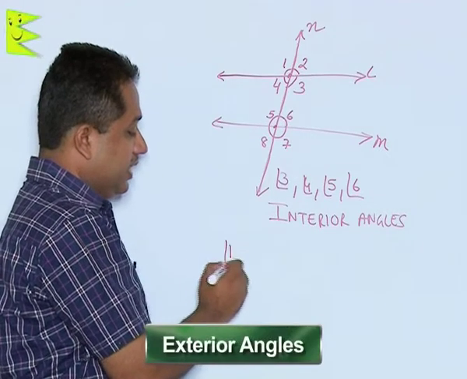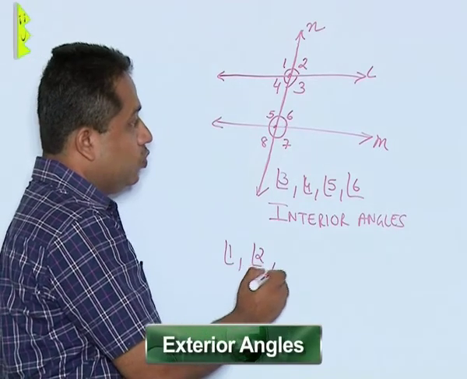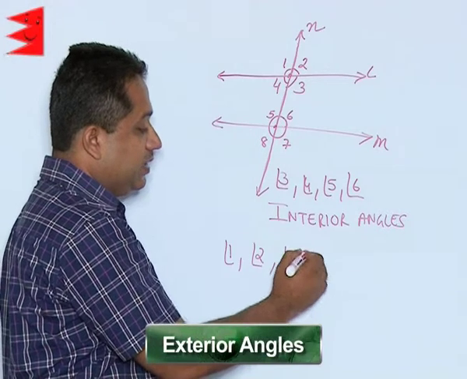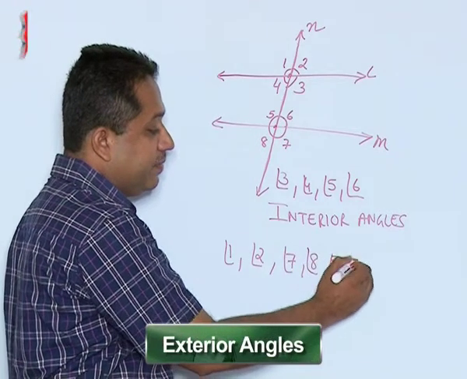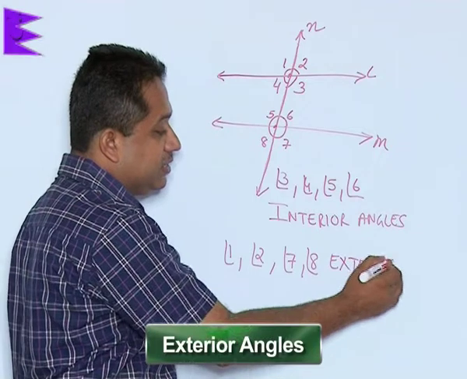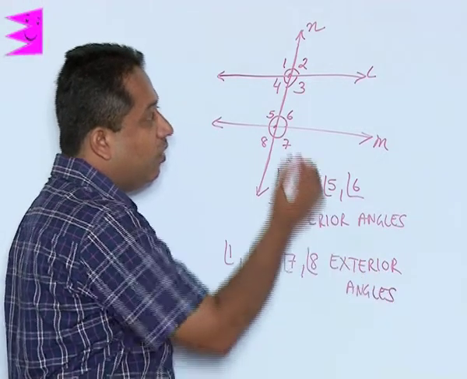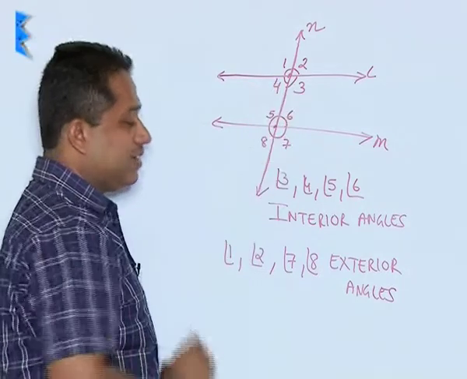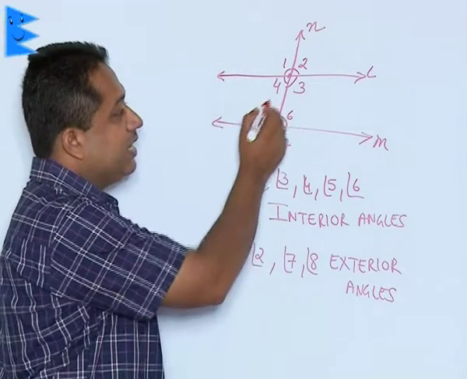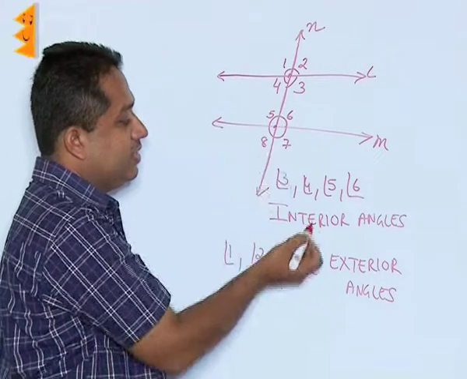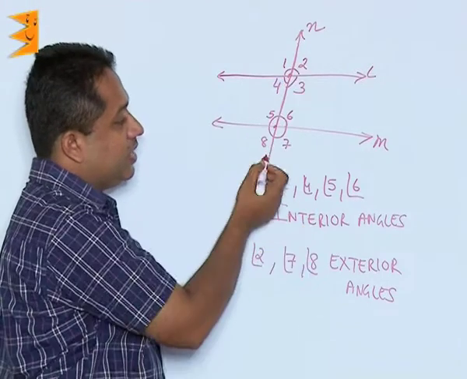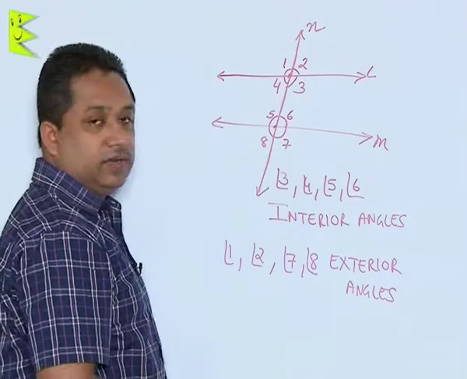And what are the exterior angles? They are 1, 2, 7 and 8 and these are called the exterior angles. So, we have in this figure 4 interior angles and 4 exterior angles. The interior angles are 3, 4, 5 and 6 and the exterior angles are 1, 2, 7 and 8.